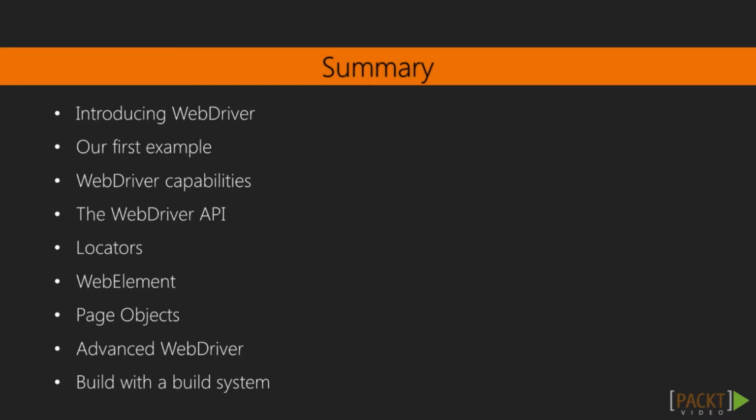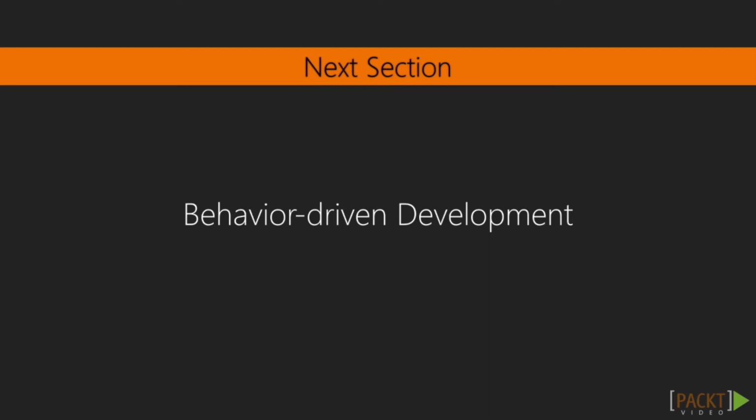This has been a very, very large section, and we have covered a lot of ground. We have taken a look at a long list of topics and covered WebDriver in great detail. The next section will be about business-facing specification. That is, how can we express what we want in such a way that the business representatives can read them and validate them? Join me there.